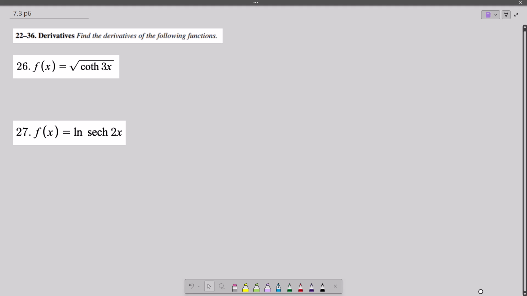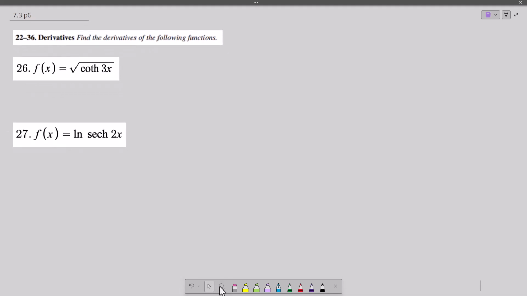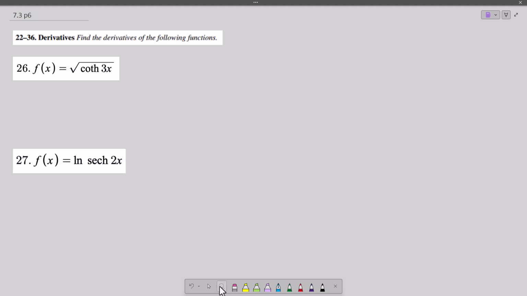Okay. So let's try some derivatives here. I'll do one and I'll let you do the other one. So I'll do that first one up there. Okay, so some practice with derivatives.